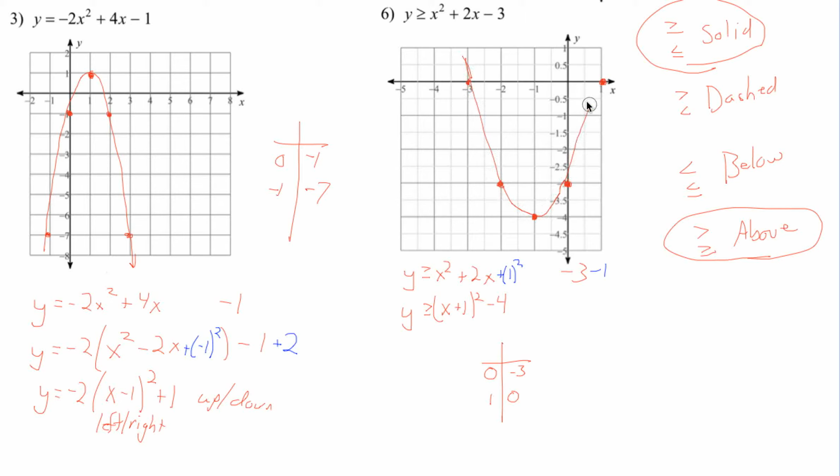A little rough. And we want to shade above. So above ends up being inside in this case. So we shade inside there. And that's our answer. Those are all the points on the graph that would make this inequality true.